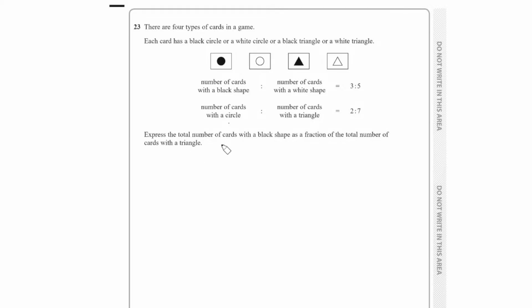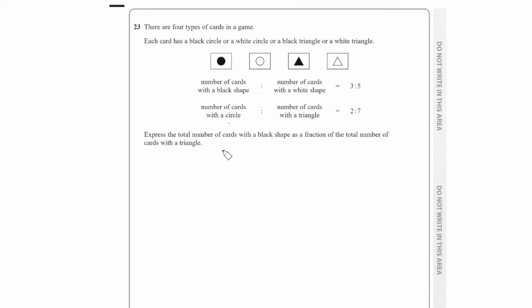Express the total number of cards with a black shape as a fraction of the total number of cards with a triangle. Now this one, I'm pretty sure, has multiple ways to do it. So they've given multiple options. I guess it depends which one comes to you first. Because they're looking for fractions, they're not looking for you to work out exactly how many there are. In reality, they're just looking for a fraction, so it'd be a multiple of.